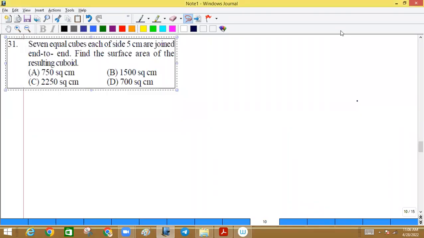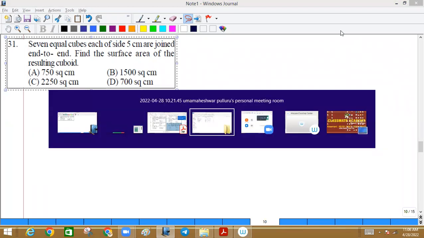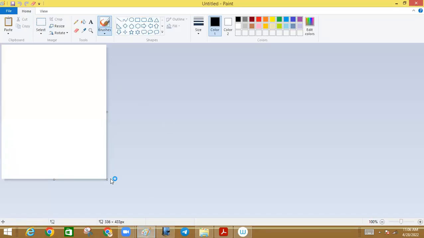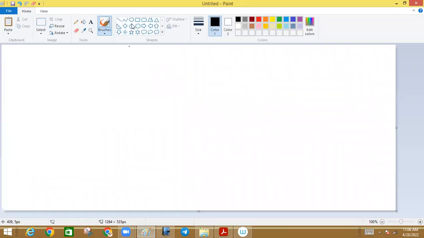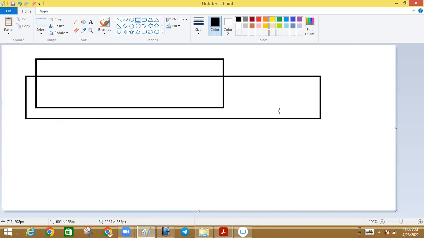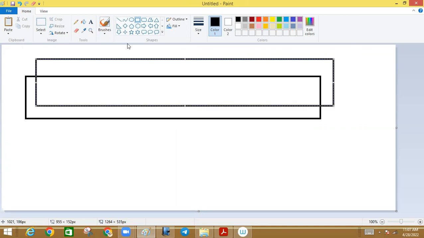7 equal cubes, each of side 5 centimeters, are joined end to end. Find the surface area of the resulting cuboid. Just imagine a cuboid like this. So how many cubes are joined? 7 cubes are joined to form a big cuboid. So simply you can just imagine those cubes like this.